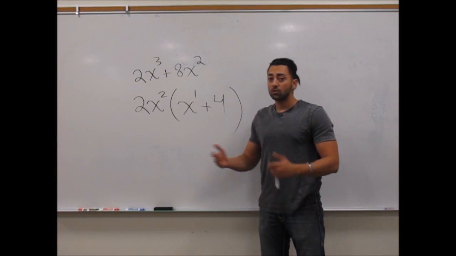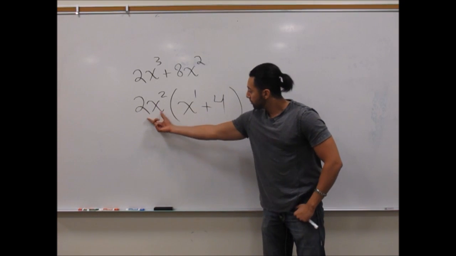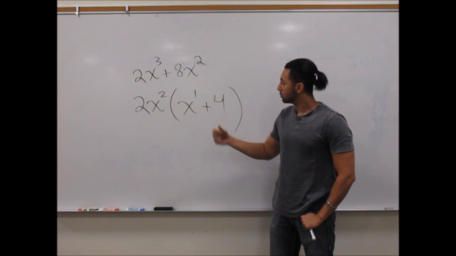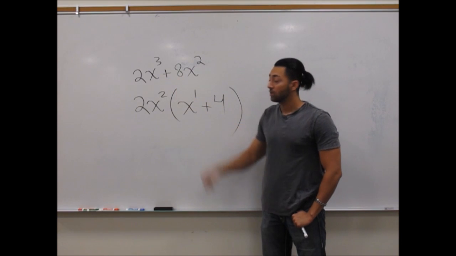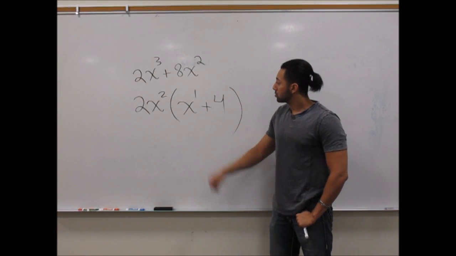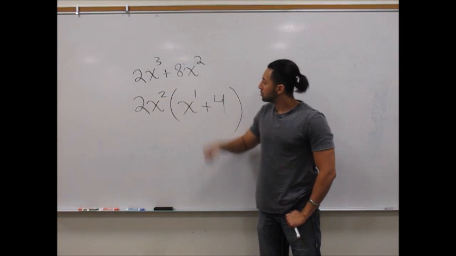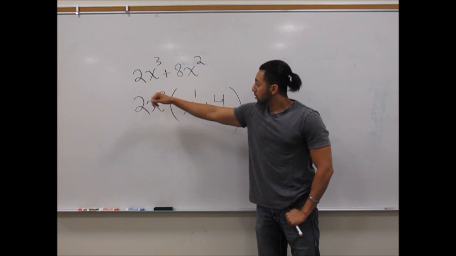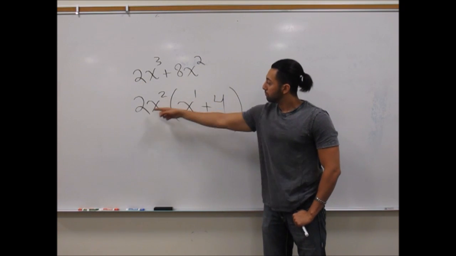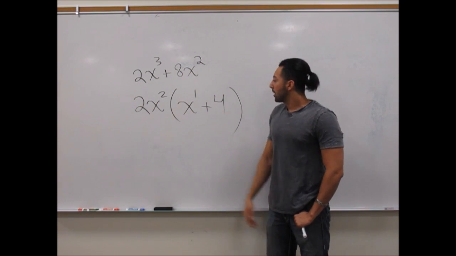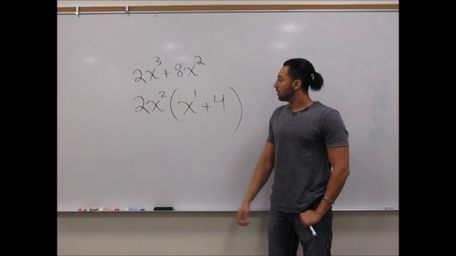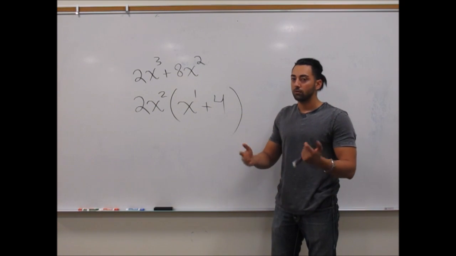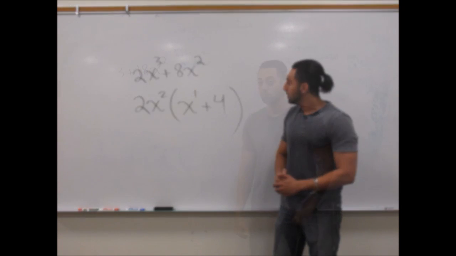Again, you could always check your answer. You could pop this 2x squared back into here to see if we end up with the original expression we were given. Just a quick recap: looking at the numbers, I saw that 2 was the largest number that went into both of these, so I pulled it out and factored it, and then with the variable, you just factor out the one that has the lowest exponent.